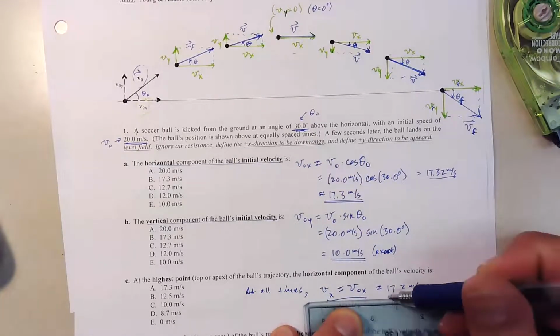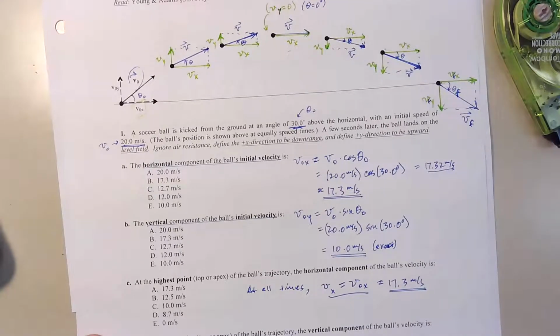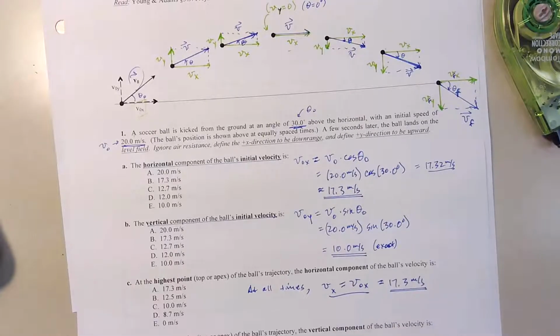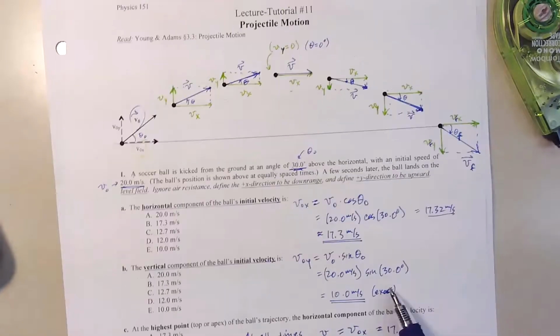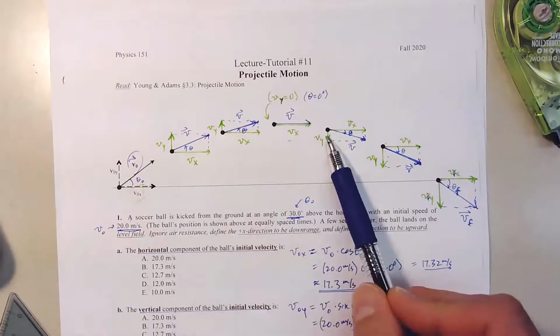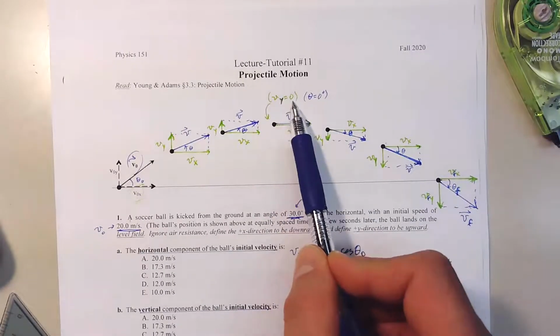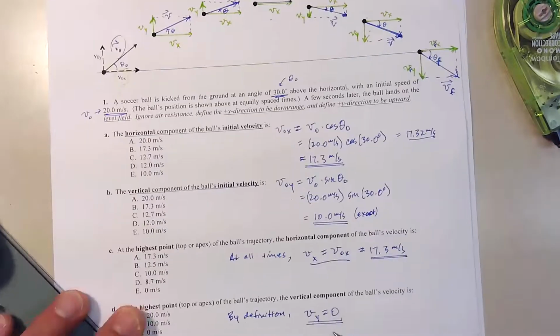At the highest point, what's the vertical component of the ball's velocity? Well, by definition, how do we know we're at the highest point, or the apex? It's when the vertical component is momentarily 0. That's when the y velocity is turning around from being positive to negative. Right at that apex is when it's equal to 0. So that's how we know we're at the apex.